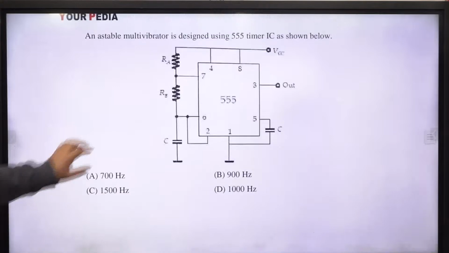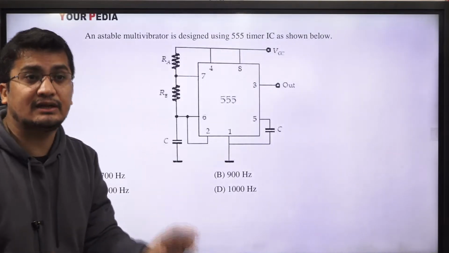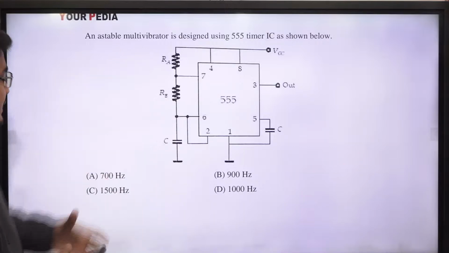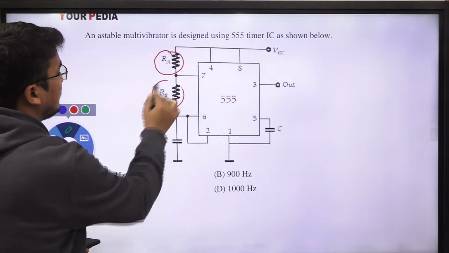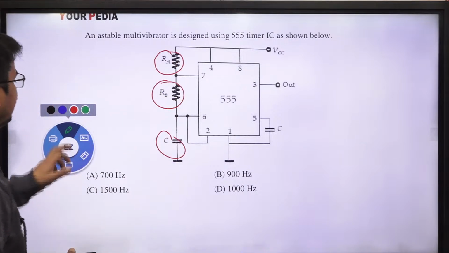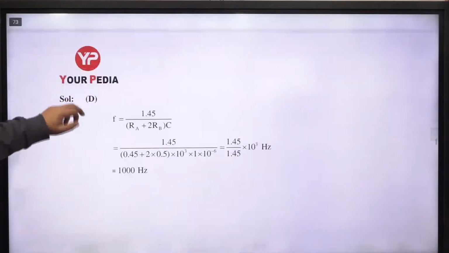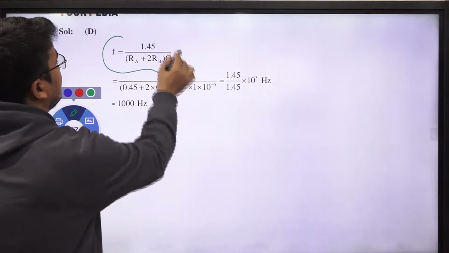Because usually the RA, RB and C values must be provided to you in the question, but they are not provided here. Apart from that, if you know the RA value, the RB value and the C value, then to solve this question you just need to remember a simple formula: the frequency of oscillation for a 555 timer, if you are using it in astable mode, will be this one. Is it clear?